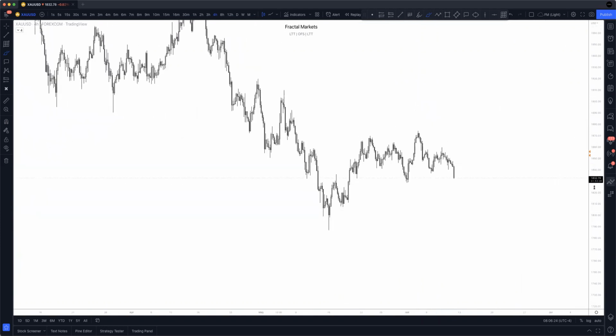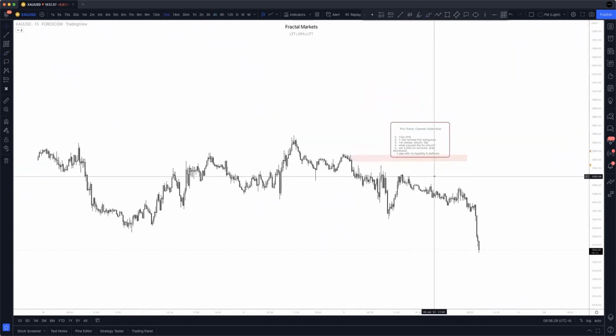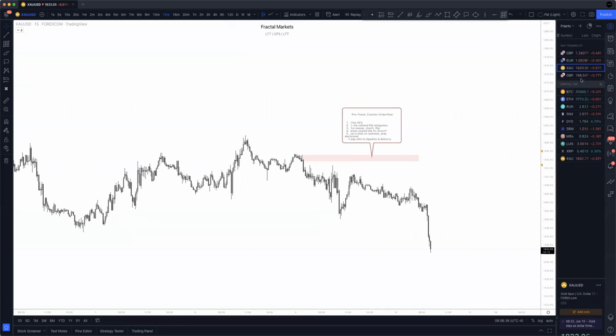What else we got? Yeah, so for gold, I've got my POI set right here. I've got basically all of my stuff set right here for what I need to look for. Boom, walk away. It's done.